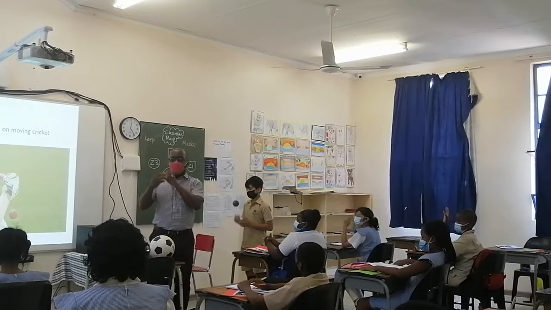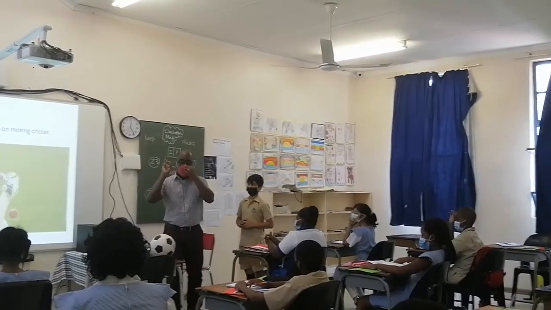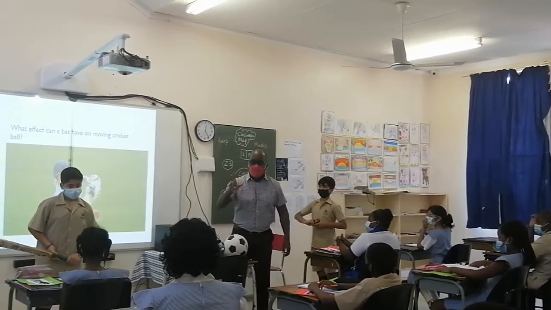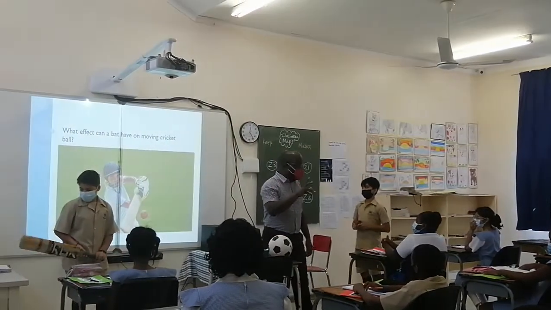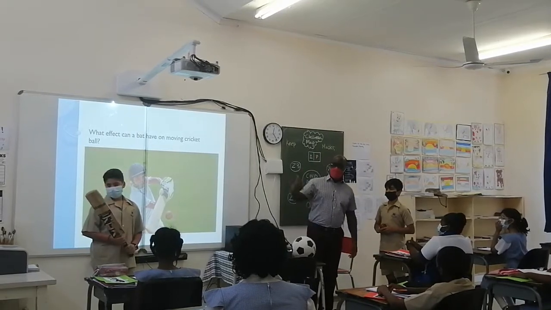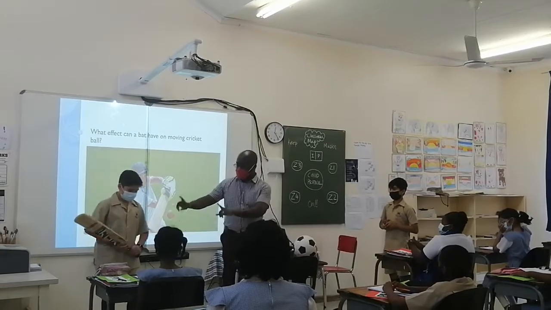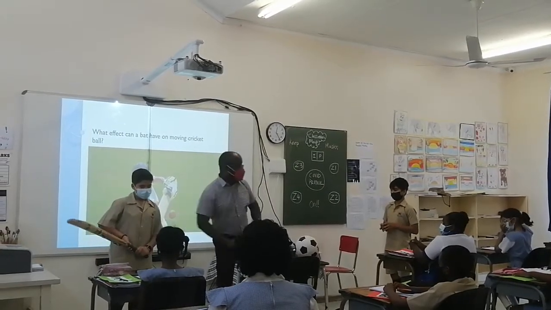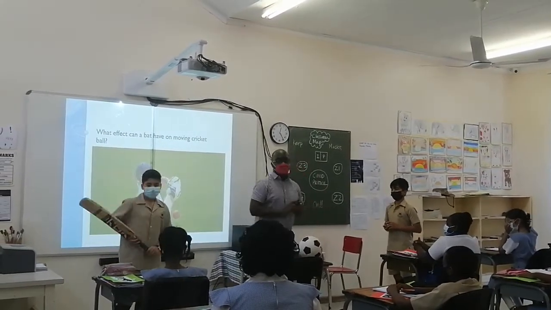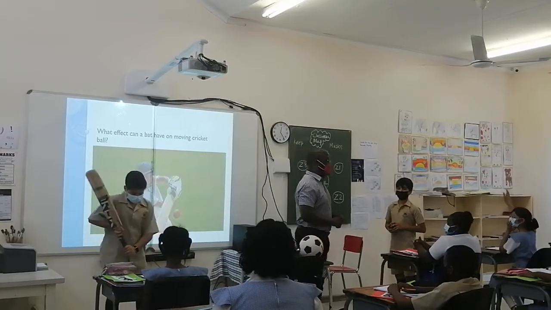What's going to happen to the motion of the ball? Obviously, depending on the type of bowling he's going to do, he can play a fast ball, medium pace ball, spin. He can change the direction that the ball is going based on his bowling technique. But we are talking specifically of the effect of the bat on the ball. So what effect can the bat have on a moving ball?